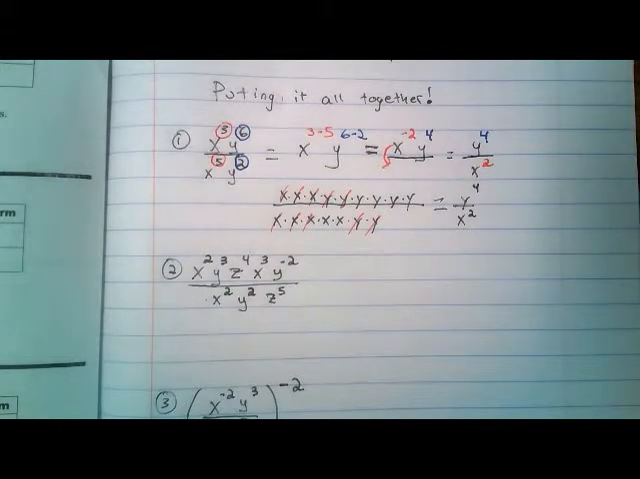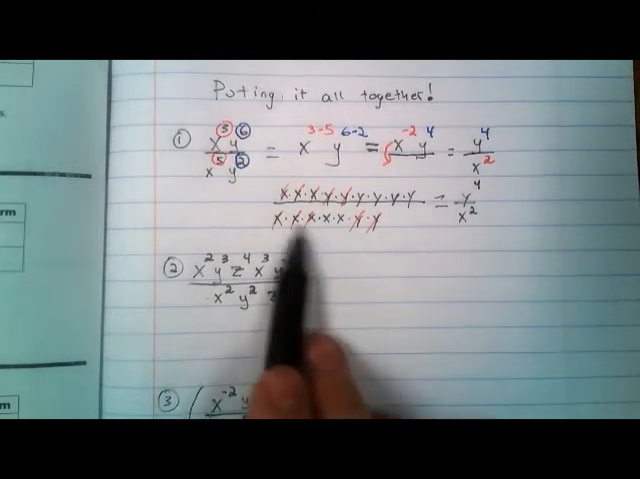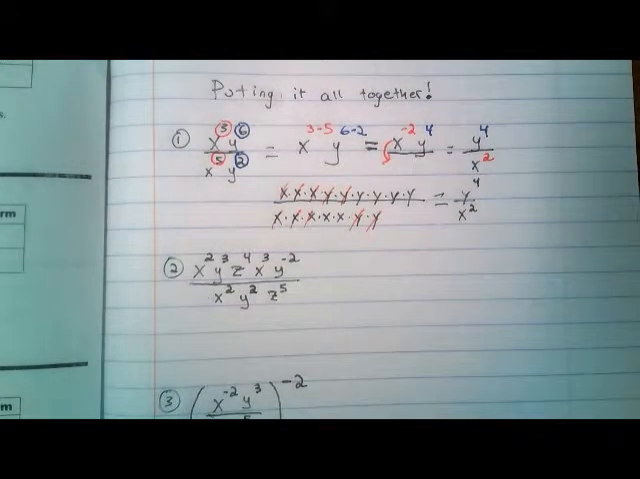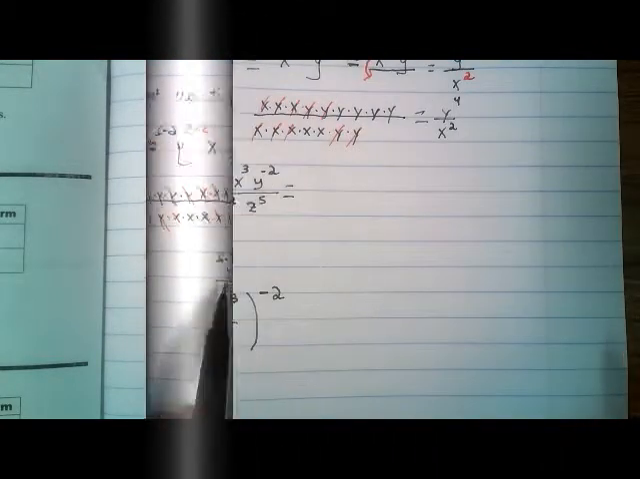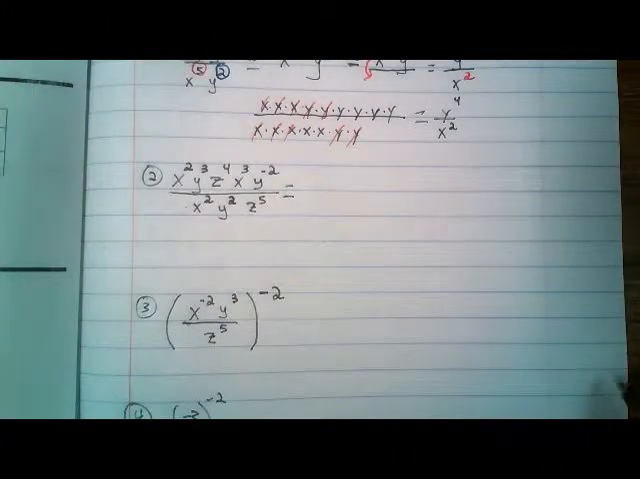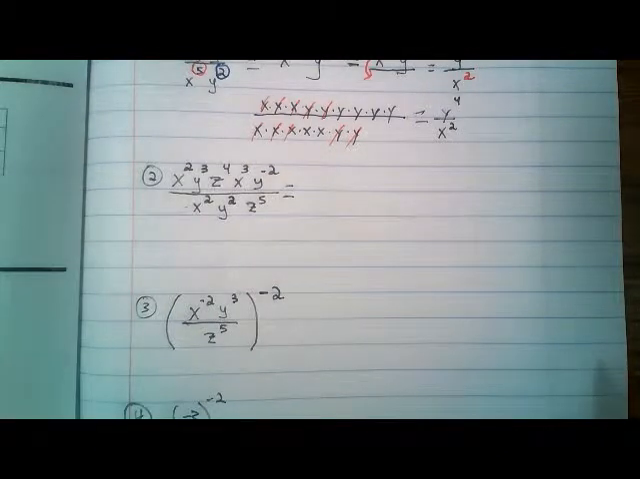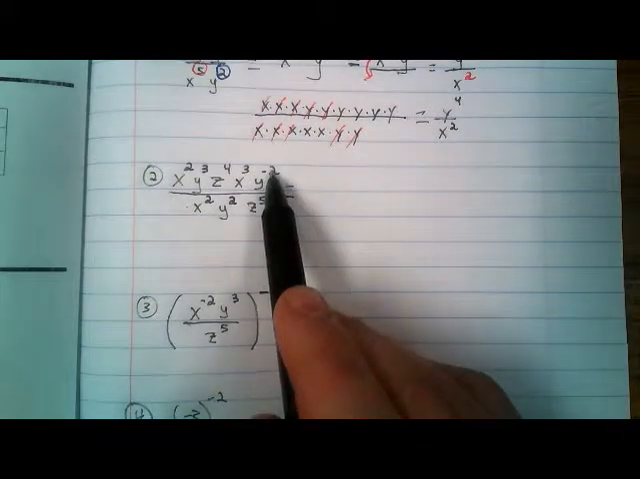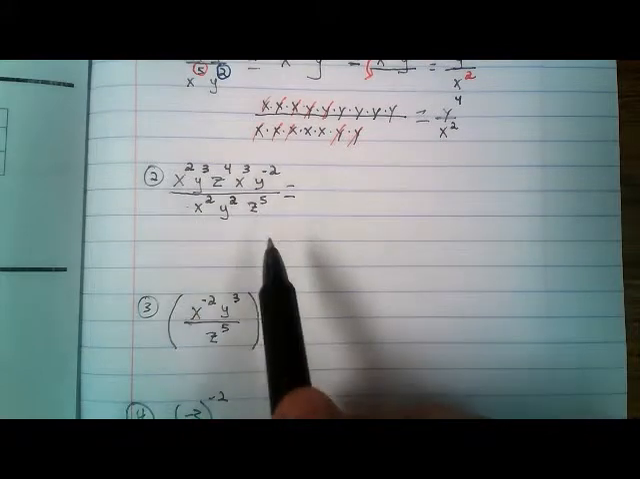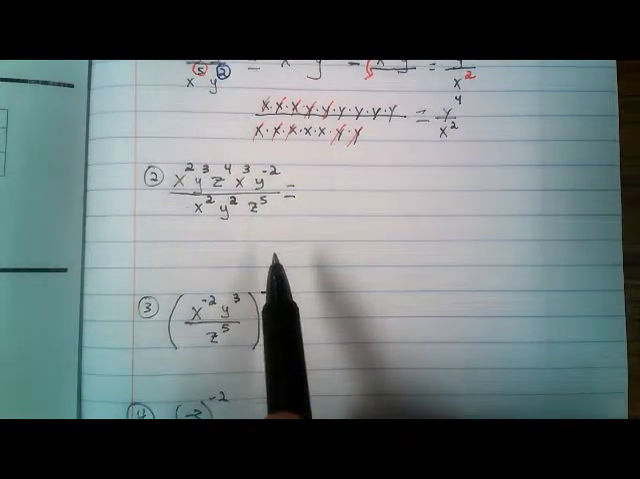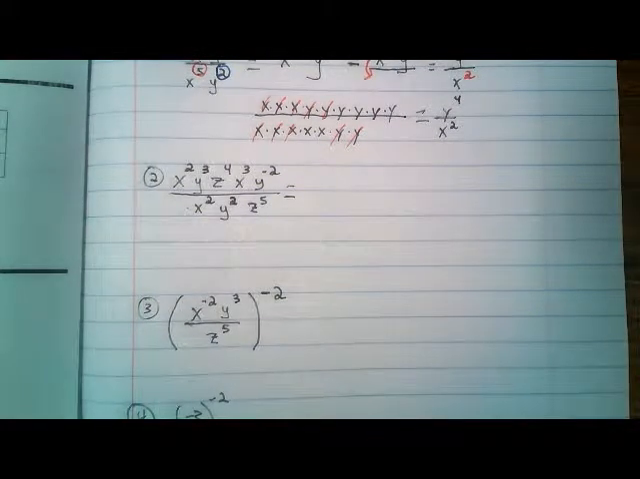Now, this method gets harder to do when you have problems like this, because you're going to be writing a lot of things out. But it's still possible. For our second example of putting it all together, we've got a lot of different rules we're going to have to be using. We've got a negative exponent here, and at the top we've got multiple variables to simplify and combine. So yes, we could expand it out, but let's try to use our rules and make it a little bit easier on ourselves.